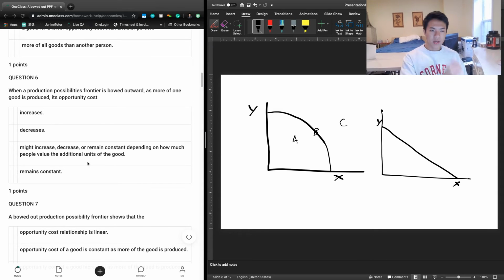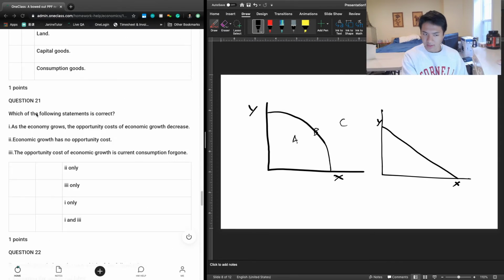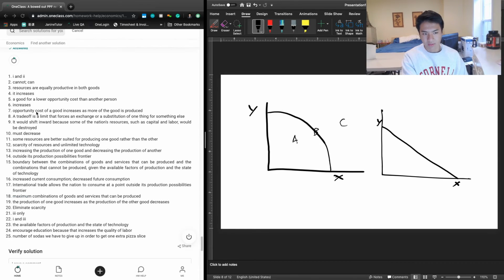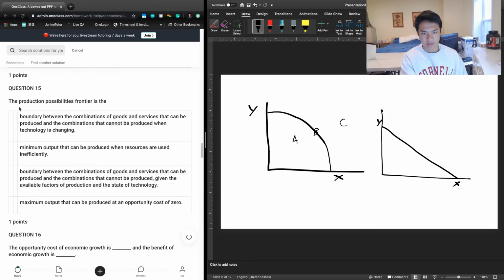Question 6. When a bowed out production possibilities frontier is put outward as more of one good is produced, its opportunity cost. I think we covered this in previous questions. Because a bowed out PPF is defined by increasing opportunity costs for all increased production at either good, then opportunity costs are going to increase because that's just the bowed out nature of the frontier. So we're going to see increases. I think that's going to be the right answer. And we've covered that several times already in these 3 questions. So yes, increases is the right answer.